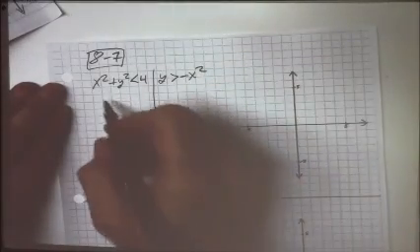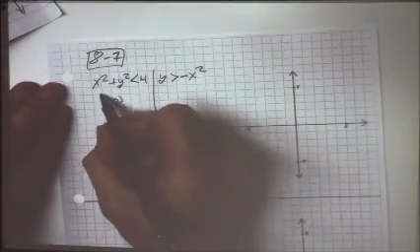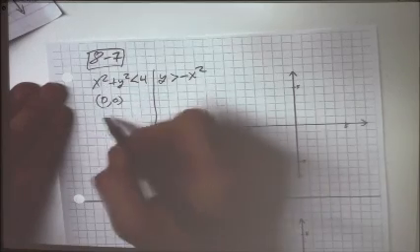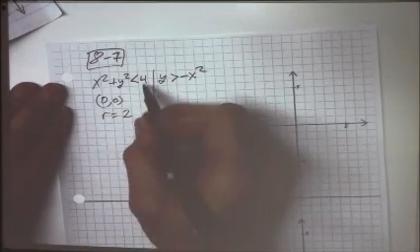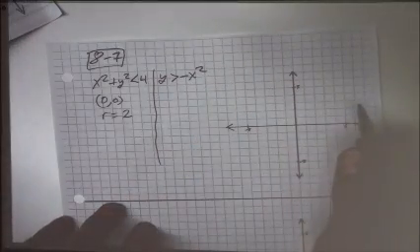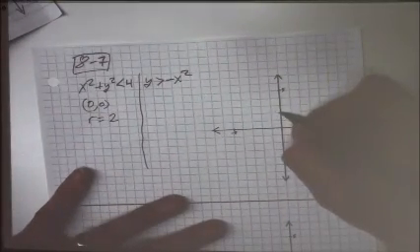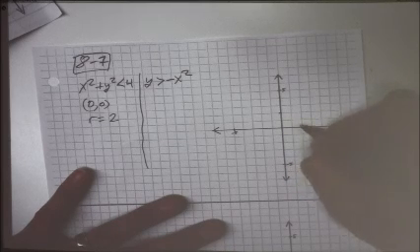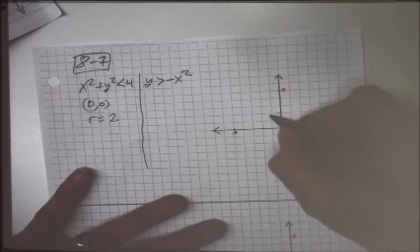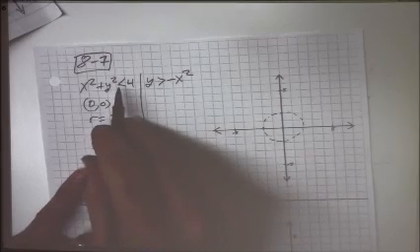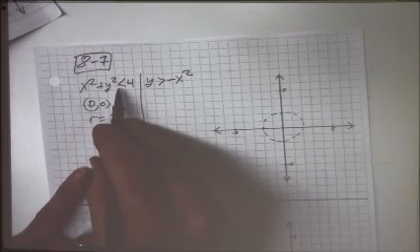Now, this one gives me 0, 0 is the center, and clearly it's a circle because they're both the same. So I have a radius of 2, square root of 4, 2. Okay, so I have a radius of 2. So that means I'm going to go to here, 0, 0, and I'm going to go up 2, and out 2, and out 2, and 2, and I'm going to put dashed lines because it's not an equal, it's just a less than.